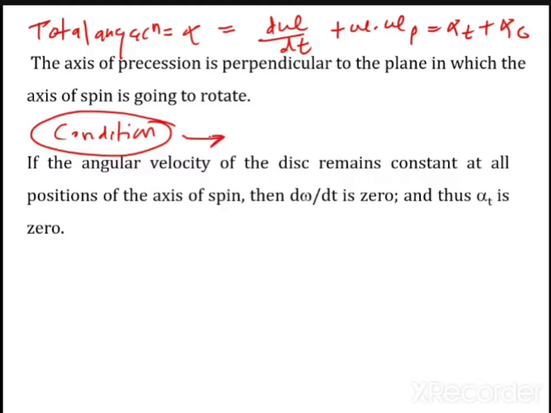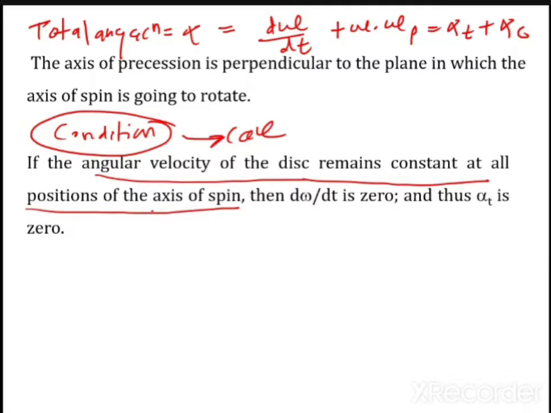Now let us say there is a case if the angular velocity of the disk remains constant at all positions of the axis of spin. Means what? Your omega is constant. Means when omega, that is the angular velocity of a disk, remains constant at all positions of the axis of spin, what will happen? At OX position it is omega. At OX dash it is omega. At again OX double dash it is omega, whatever will be the position of axis of spin.